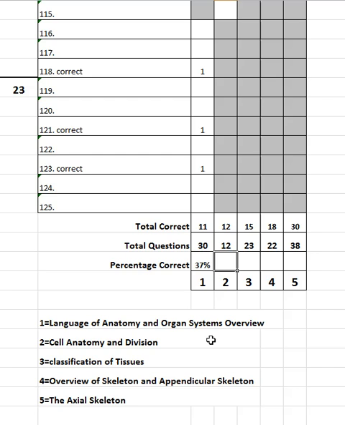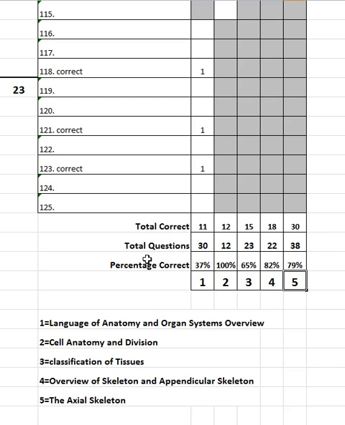12 divided by 12 times 100, of course, is 100%. You'll have to do this with a calculator, by the way. 15 divided by 23 times 100 is 65%. 18 divided by 22 times 100 is 82%. And 30 divided by 38 is 79%.